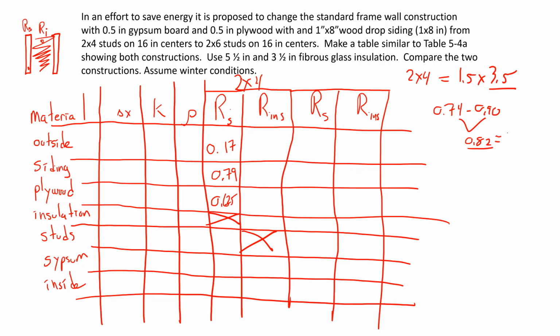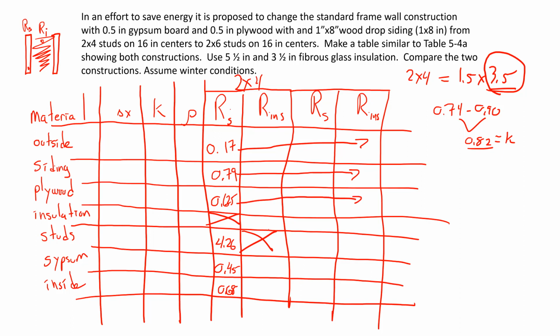You take that as your conductivity, you take this thickness, you do the math, and you would get a thermal resistance of 4.26. And then again, finishing off the gypsum and the inside resistance, sorry, 0.45, then 0.68. Now, the outside would be for all these different construction scenarios, whether it's for the 2x4 stud or the 2x6 stud, whether it's going through the stud side or the insulation side, all these resistance values are going to be the same.